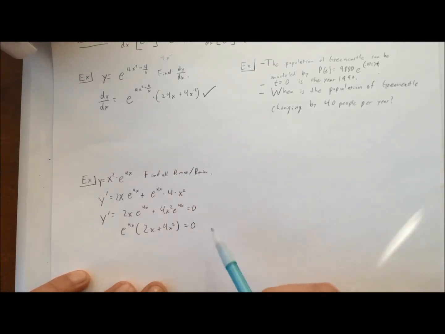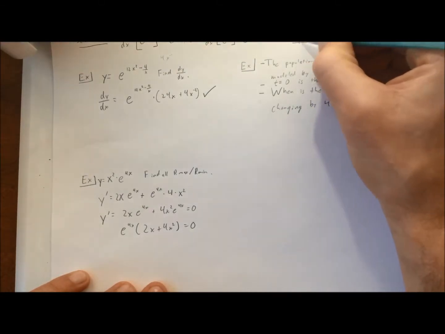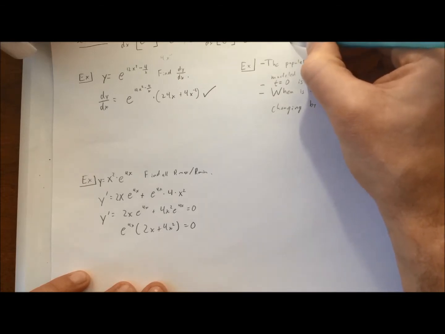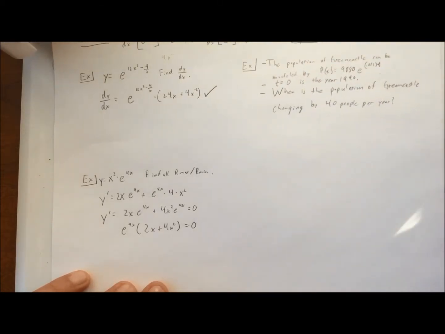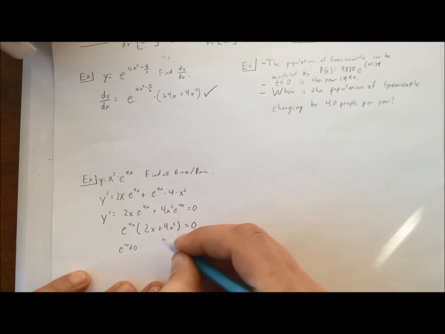Well, e to the 4x never equals 0. We know that because the graph of it looks like this. It's a plane taking off. It never actually equals 0. It gets infinitely close, but never equals 0. So I can just rule that out. E to the 4x will never equal 0.